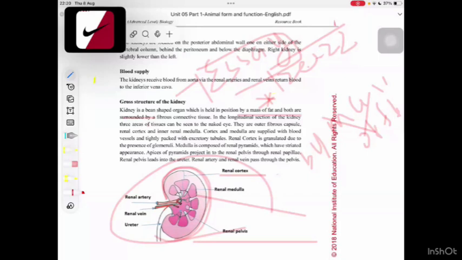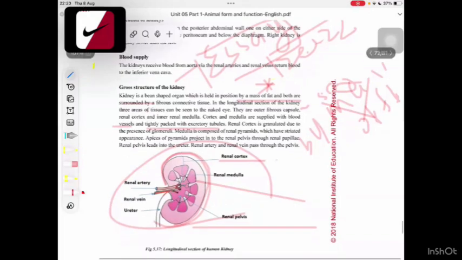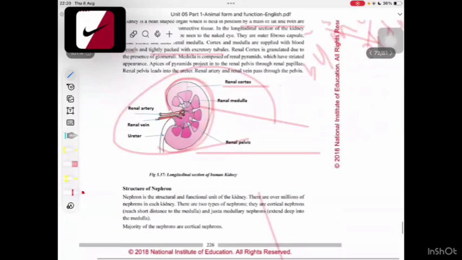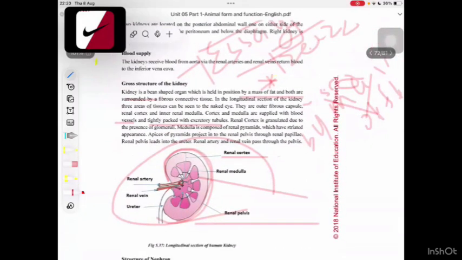Cortex and medulla are supplied with blood vessels and tightly packed with excretory tubules. You can mark that as an SCQ point, using a star. Both the cortex and medulla are supplied with blood vessels and they're tightly packed with excretory tubules. In the future you will learn what these tubules are. For now, just learn that tubules are there.